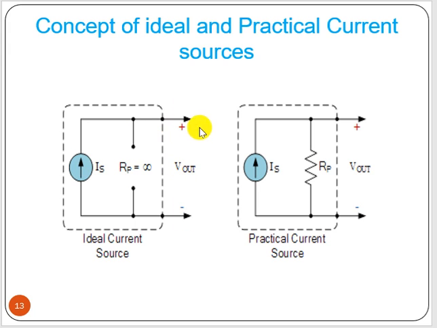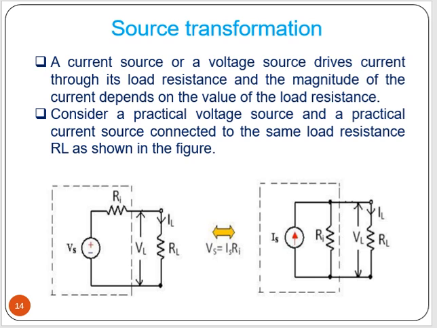Okay, at this plus point. And if this is a practical source, some amount of current will flow here. So here we will get a little bit less current, because of this practical current source having a resistance value in parallel with the current source.